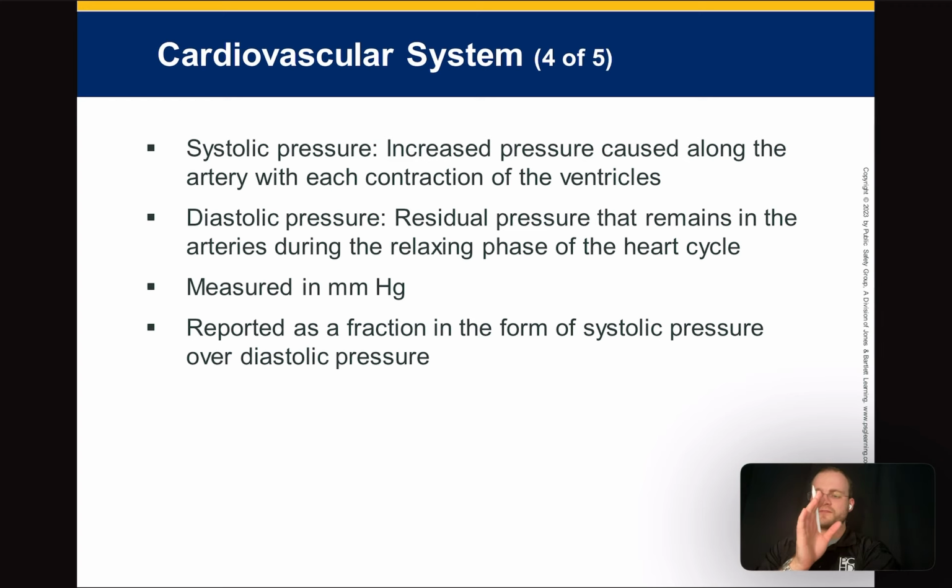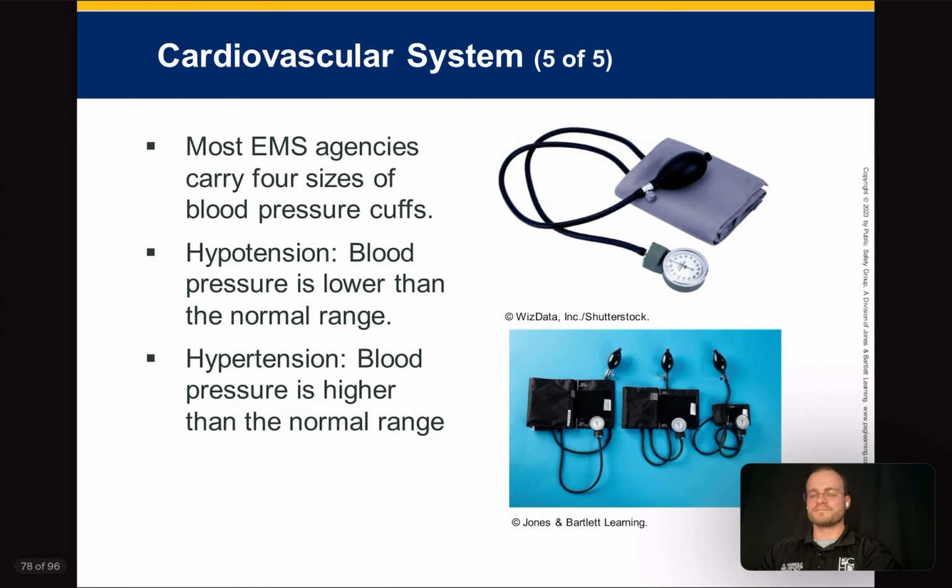Okay, fatty streaks. So we measure this in something weird called millimeters of mercury, mmHg. Hg is what mercury looks like on the periodic table of elements, so that's where we get that. It's reported as a fraction in the form of the systolic pressure over the diastolic. So 120 systolic over 80 diastolic.